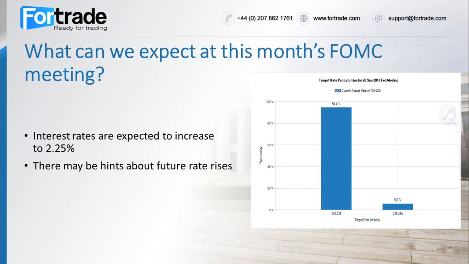So what can we expect at this meeting? Well, the US Central Bank is widely expected to increase interest rates from their current level of 2% to 2.5% when it meets on August the 26th. Analysts and traders are so confident about this that the current target rate probability from CME Group indicates a 97.5% chance that interest rates will increase from the 200 to the 225 target range.